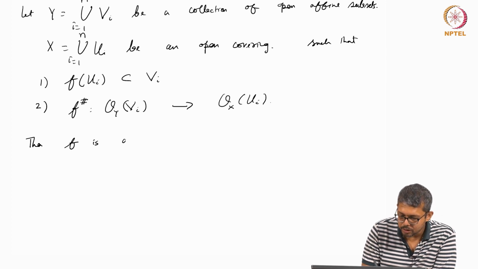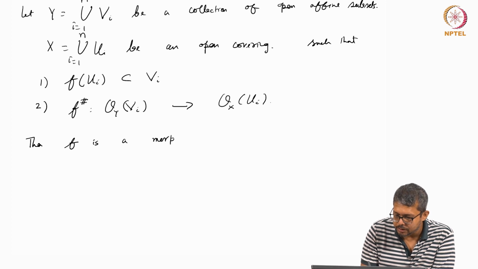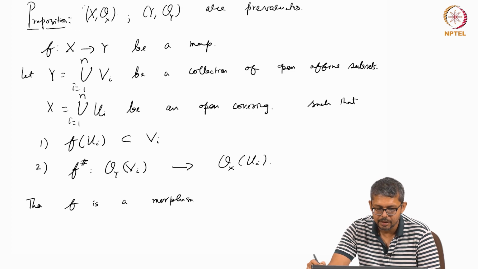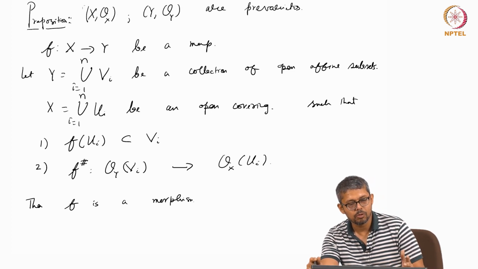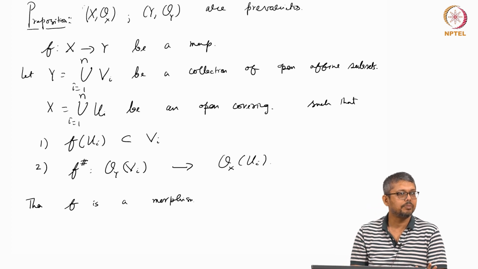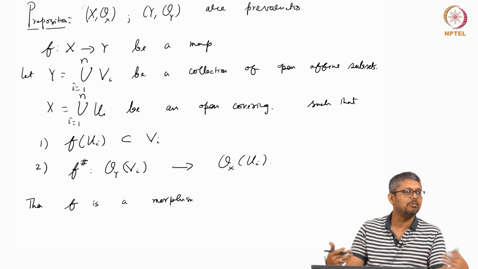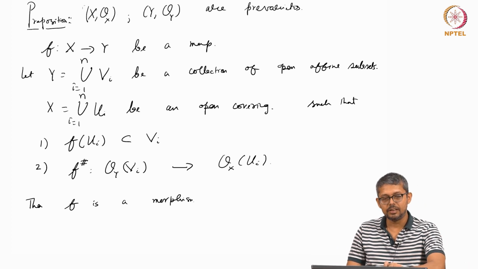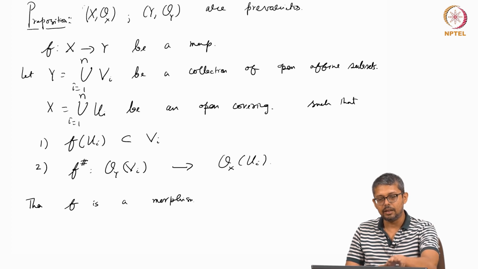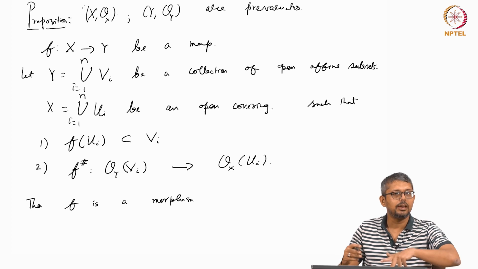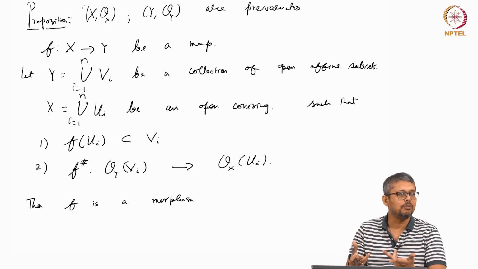What does it say? It is not very bad, in the sense that you just have to see whether there is such an open cover such that this happens. You don't have to check for every open set. In general, for X to Y, pre-varieties, you have to check for every open set. But what it is saying is that you do it for one affine cover.